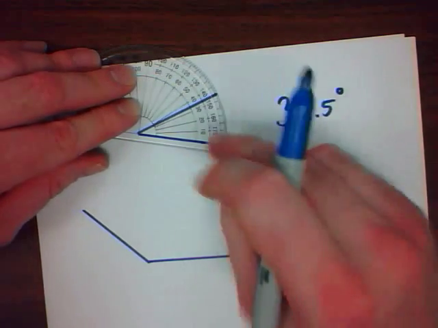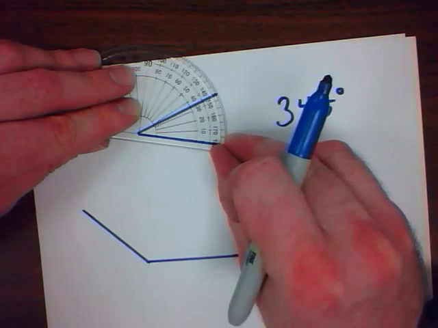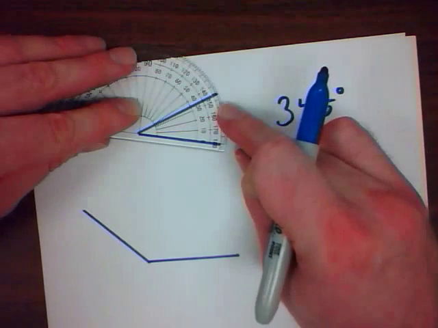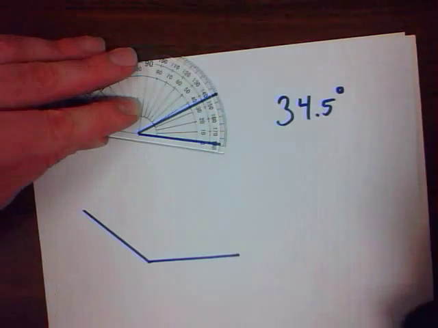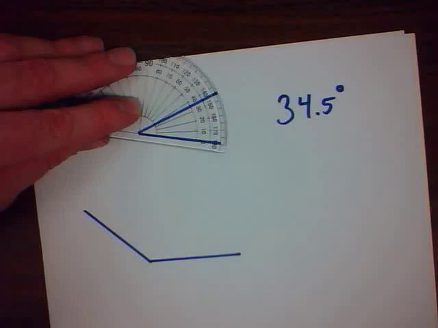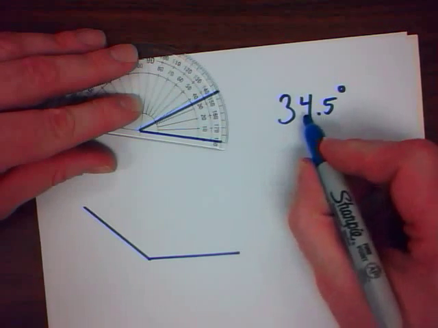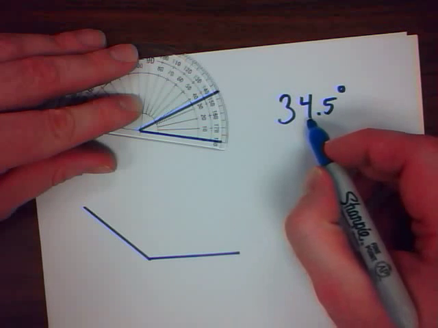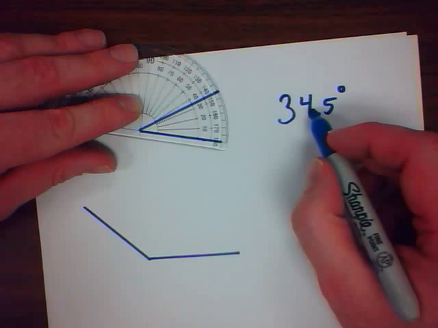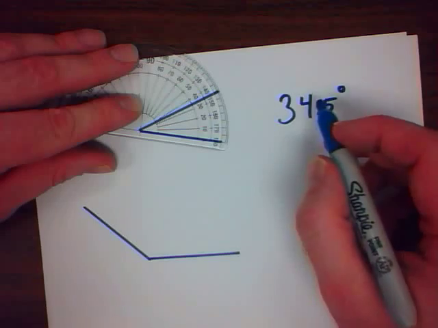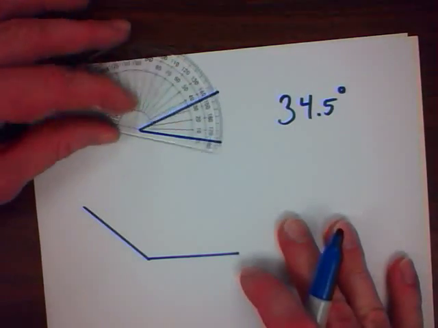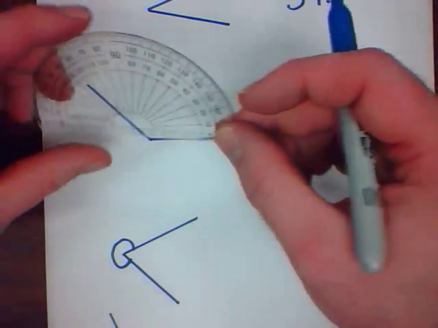Now, the reality is, though, now it's 34 degrees. Now it's 35 degrees. And all of those actually would be accurate measurements. So in my class, if you're within at least 2 degrees of what the correct answer is, I'll mark it correct. Now let me demonstrate on an obtuse angle.